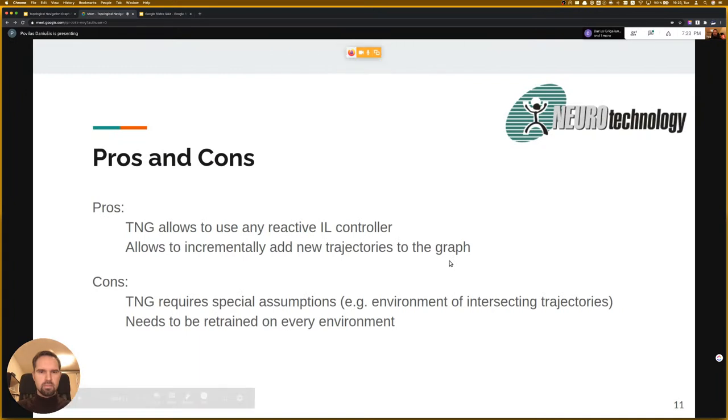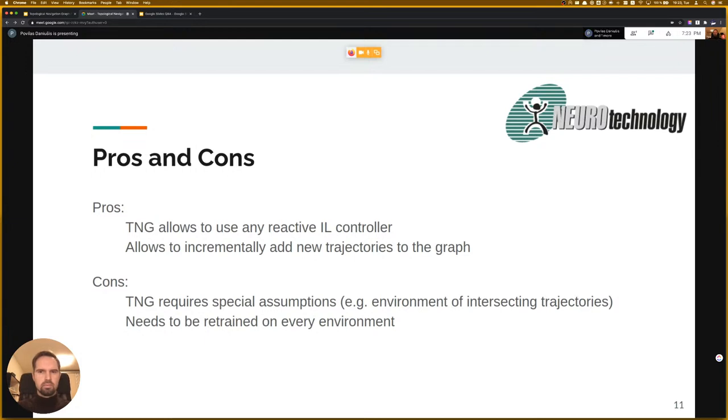In summary, a good side of this method is that it is based on any reactive imitation learning controller, and the area of developing those controllers is a rapidly evolving field. So it is a framework, and many new recent results would probably be better to use. Also, it allows incrementally adding new trajectories to the graph by training not the entire graph, but just the areas corresponding to the included trajectories.